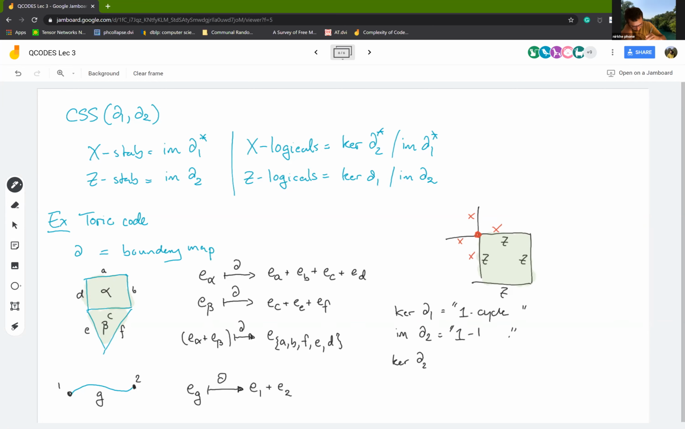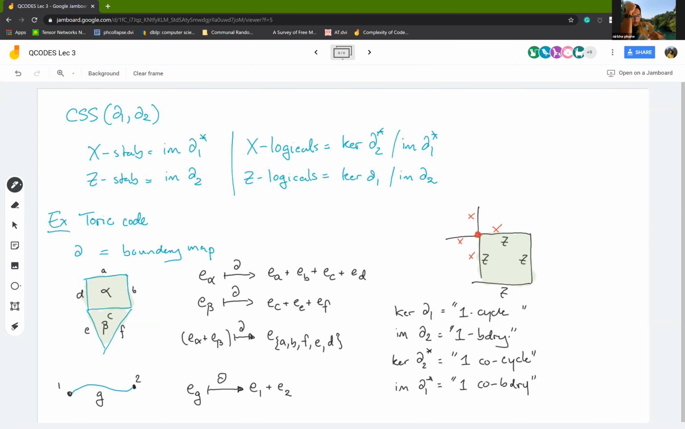Cycle, boundary, and the kernel of delta 2 perp is going to be called a 1 cocycle, and the image of delta 1 perp is called a 1 coboundary.